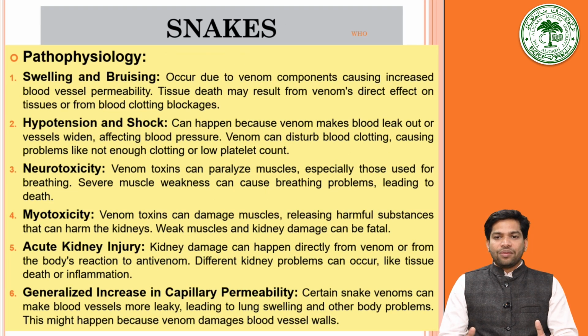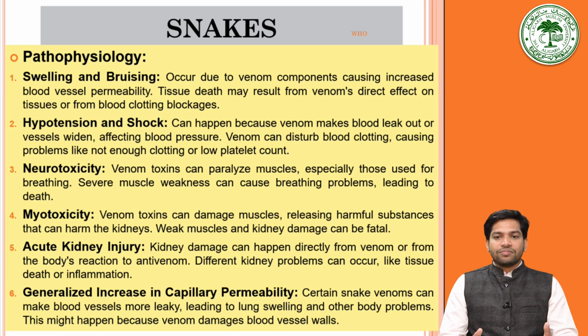Envenoming from the snake bite can cause various local and systemic effects. Swelling and bruising occur due to the venom components increasing the blood vessel permeability, that can lead to tissue death if blood clotting is disrupted. Hypotension and shock may result from the blood leakage or widening of the blood vessels, affecting blood pressure and the clotting processes. Neurotoxicity manifests as paralysis, particularly affecting the muscles involved in breathing, which can be life-threatening.